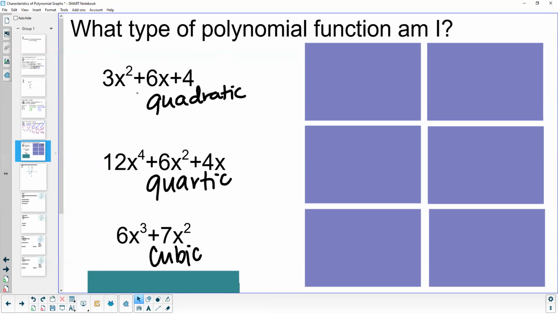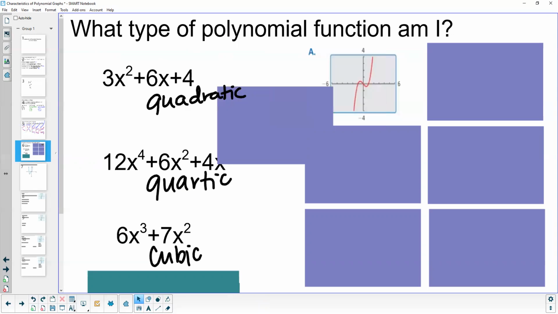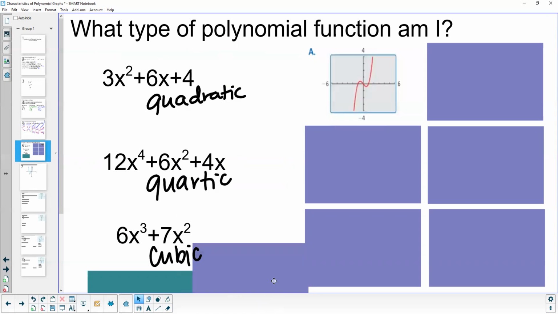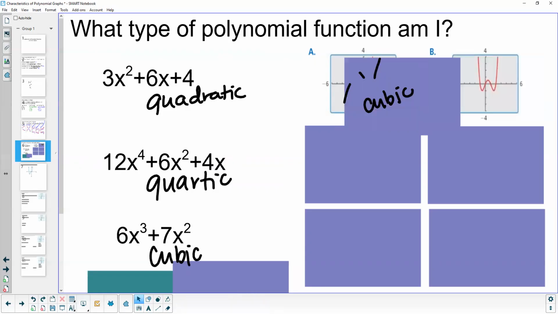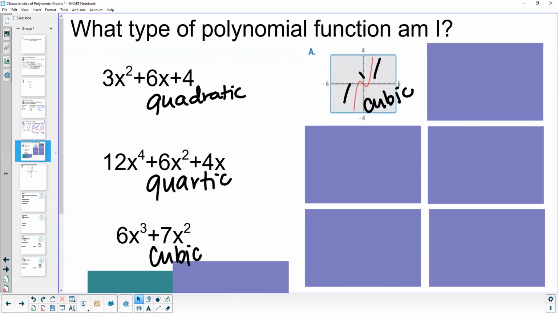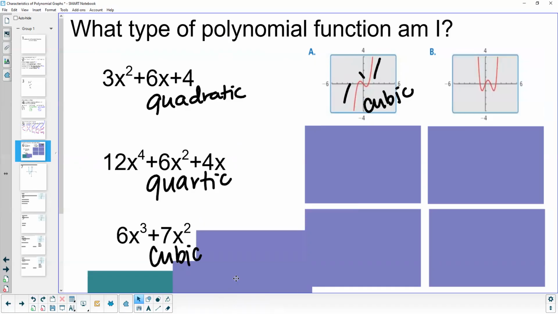Now, these next 6 are all going to be graphs. So that means we need to count how many motions they have here. So let's take a look at this first one here. This one goes up, down, up. Because it has 3 motions, it is cubic. Our next one here goes down, up, down, up, because it has 4 motions. This one is going to be quartic.